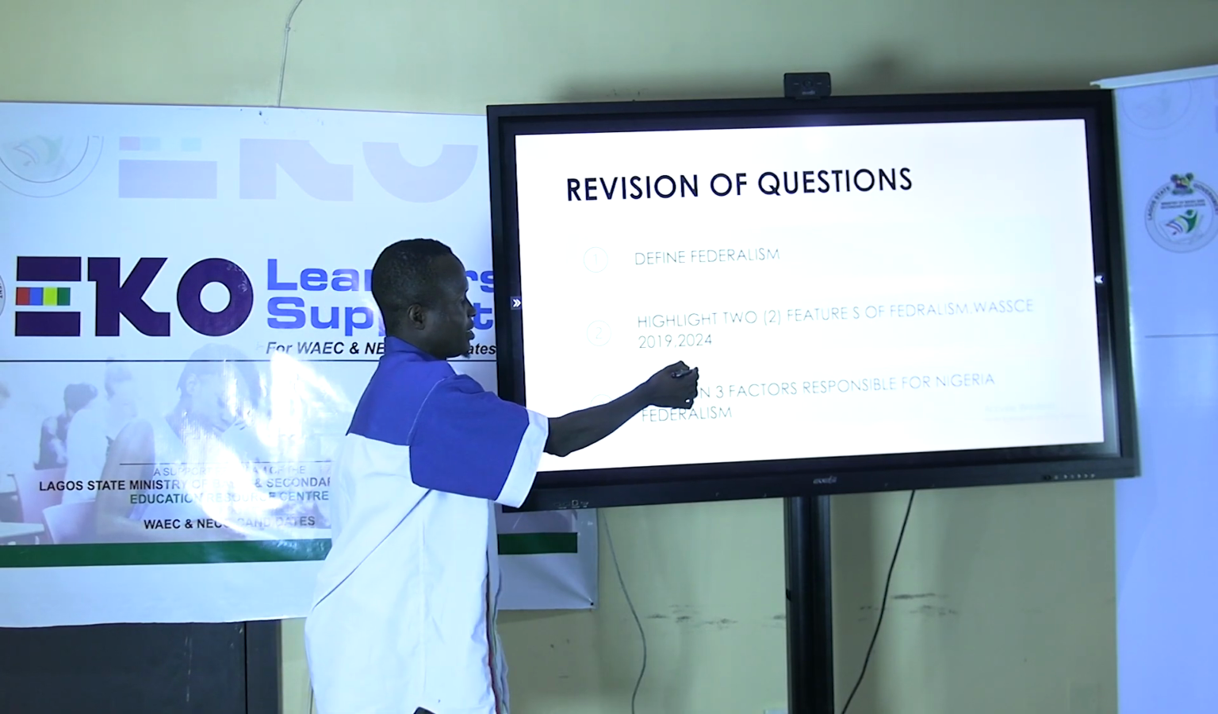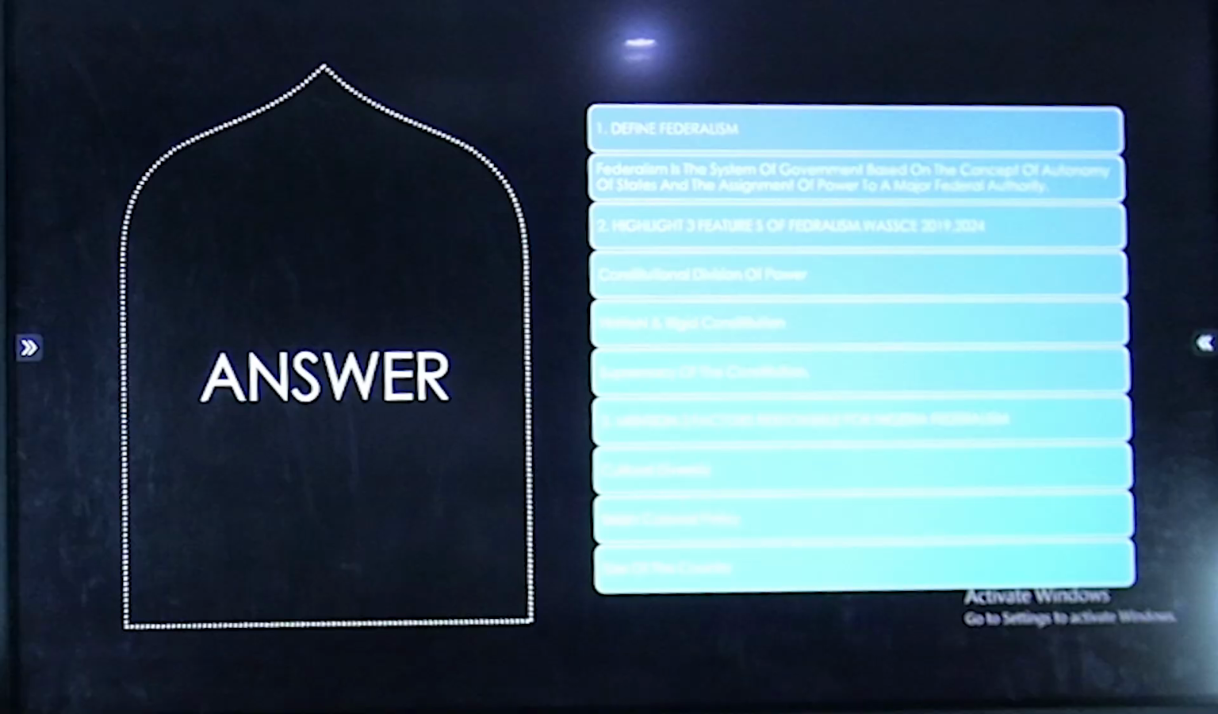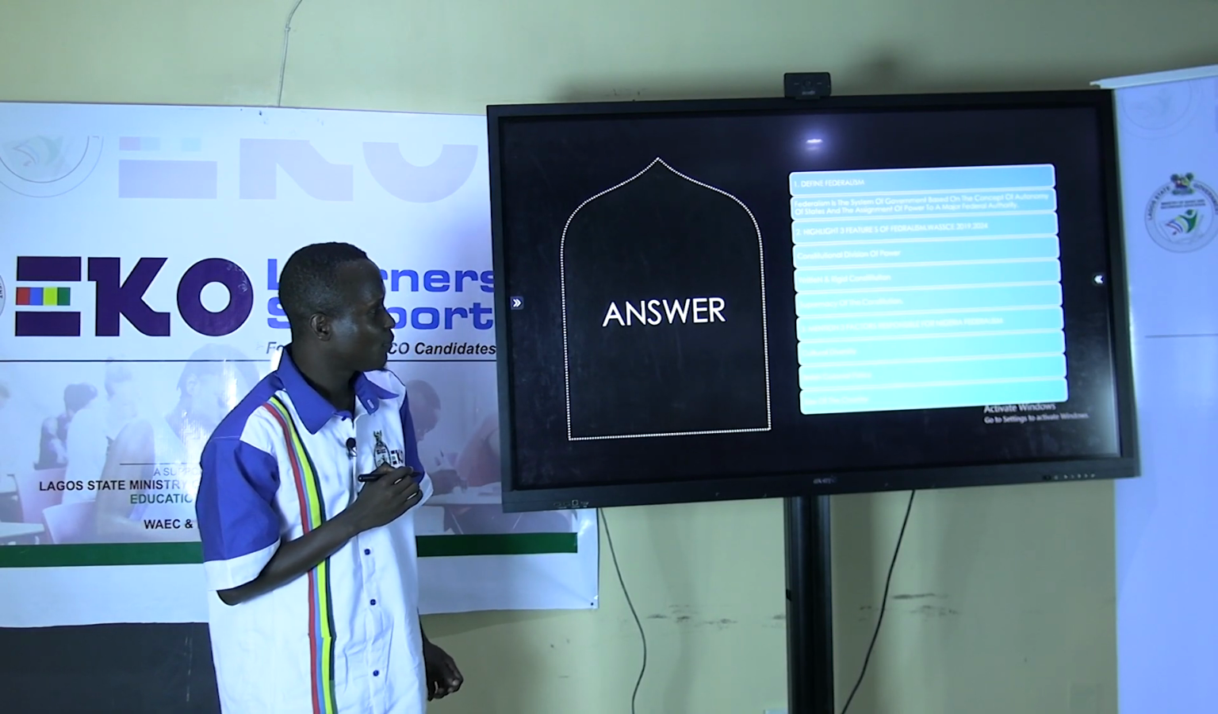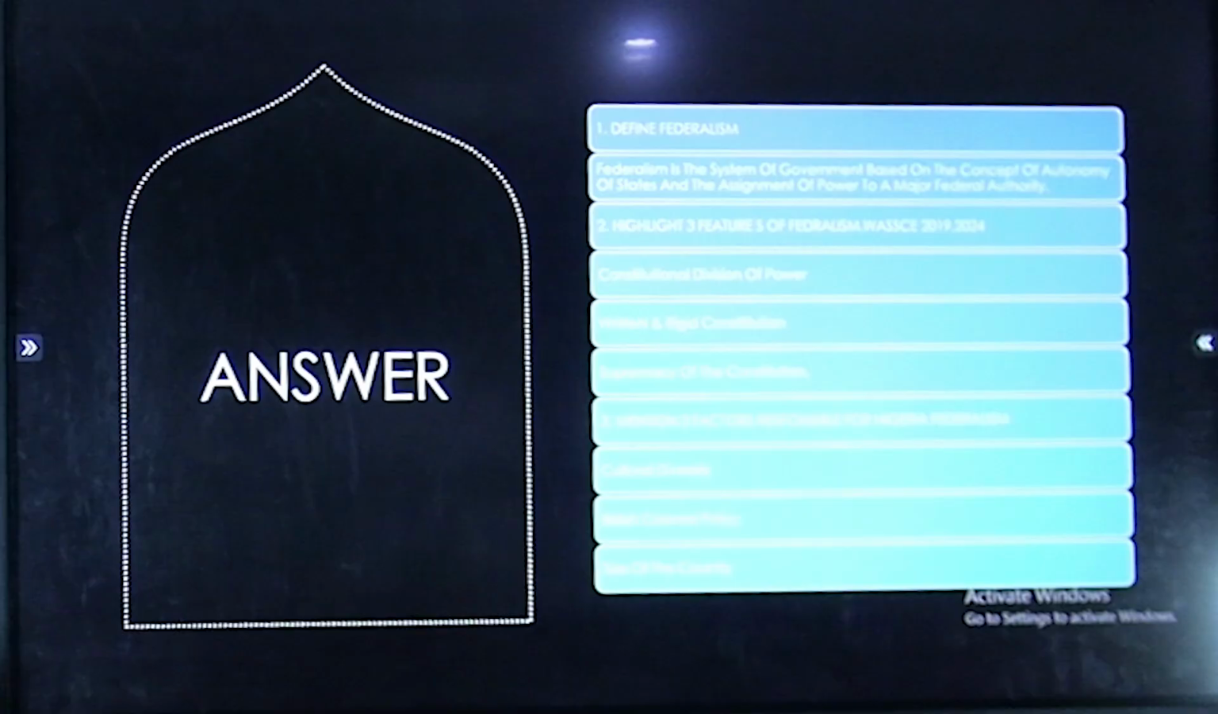These are the answers. Number one, define federalism. Federalism is a system of government based on the concept of autonomy of states and the assignment of power to a central authority. Number two answer is this. State three features of federalism, a WAEC 2019 and 2024 question. Number one, constitutional division of power. Number two, written and rigid constitution. Number three, supremacy of the constitution. Number three, mention three factors responsible for Nigerian federalism. Number one, cultural diversity. Two, British colonial policy. Three, size of the country.